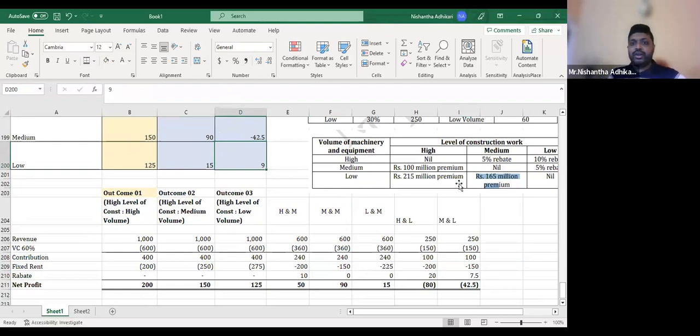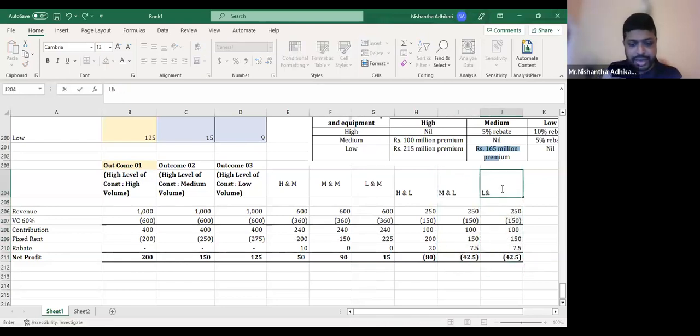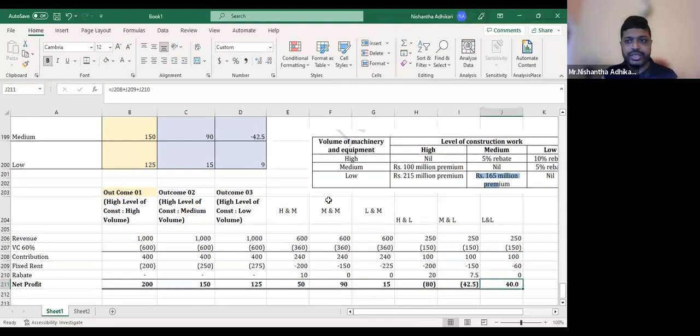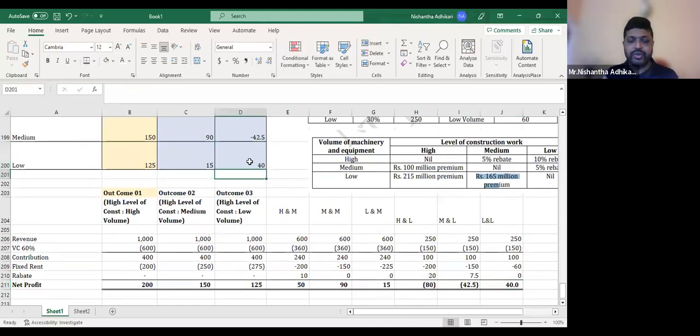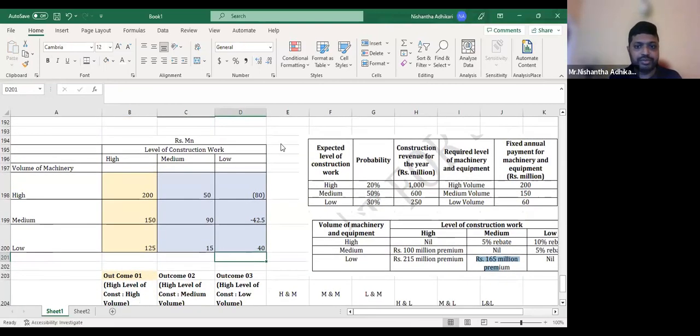Last one, low volume machinery and low volume of construction work. L and L. Then machinery 60, 0. 40 million profit. That is how you can calculate the payoff table.